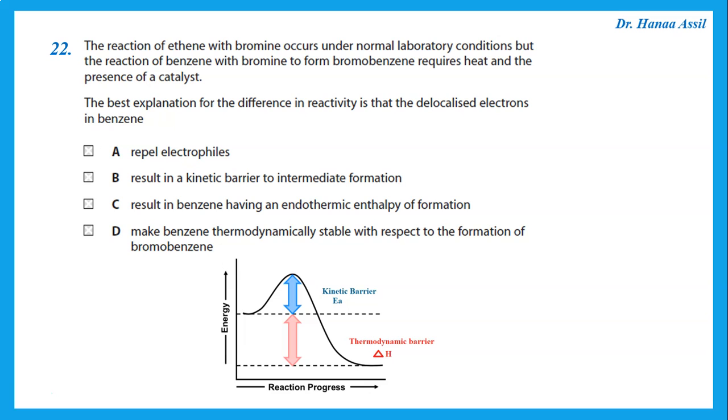So this, we say, results in a kinetic barrier, because this will make the energy of activation high. So it has high energy of activation, so the reaction is not easy, and that's why I need heat and catalyst and so on. So remember, we said the benzene ring does not react easily because the reaction has high activation energy. High activation energy is referred to as a kinetic barrier. So it results in a kinetic barrier to intermediate formation. So it doesn't form the intermediate easily. It does not react easily.